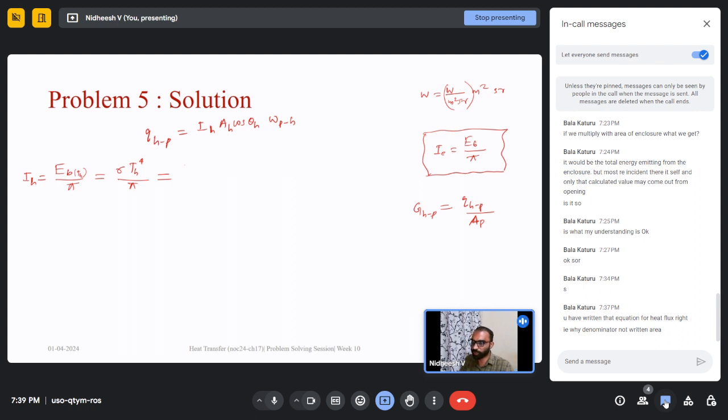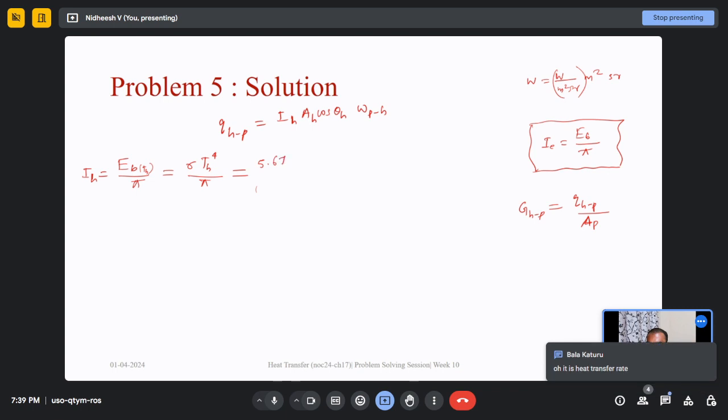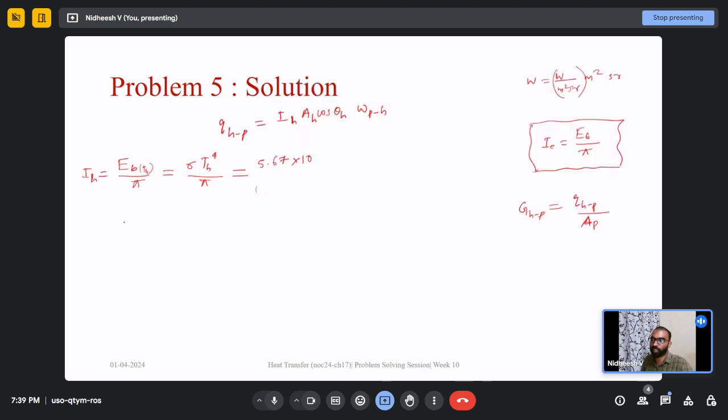This is not flux, this is heat transfer rate between these two objects. Yes, right. Because in this problem we are being asked to find out heat transfer rate. What is the rate at which radiant energy emitted by the heater is incident on the part? If we were being asked to find out irradiation, yes, we should divide by area. You are right. But in this case, we are not asked irradiation. We are being asked to find out heat transfer rate.